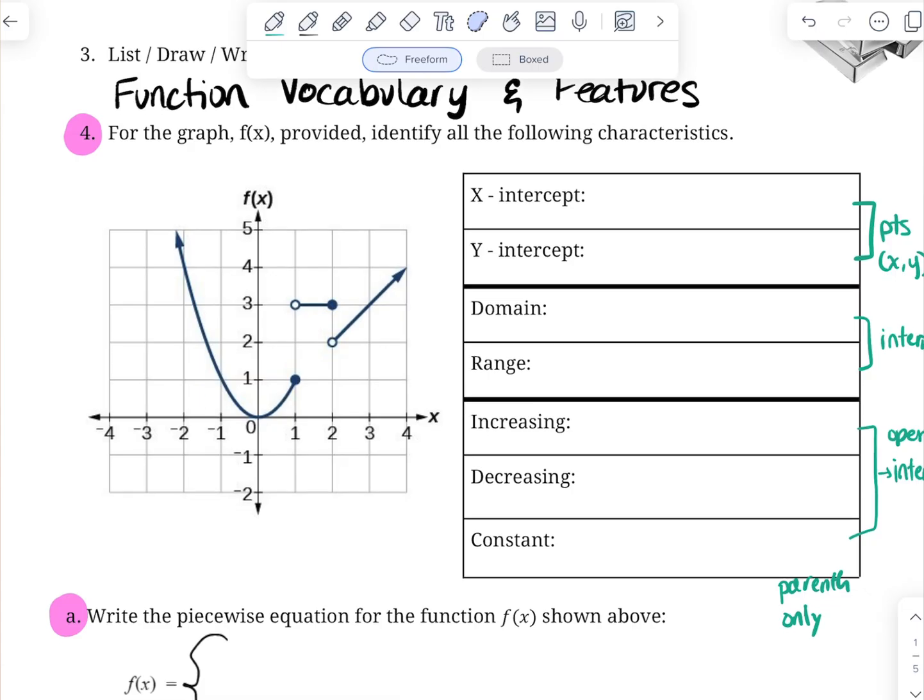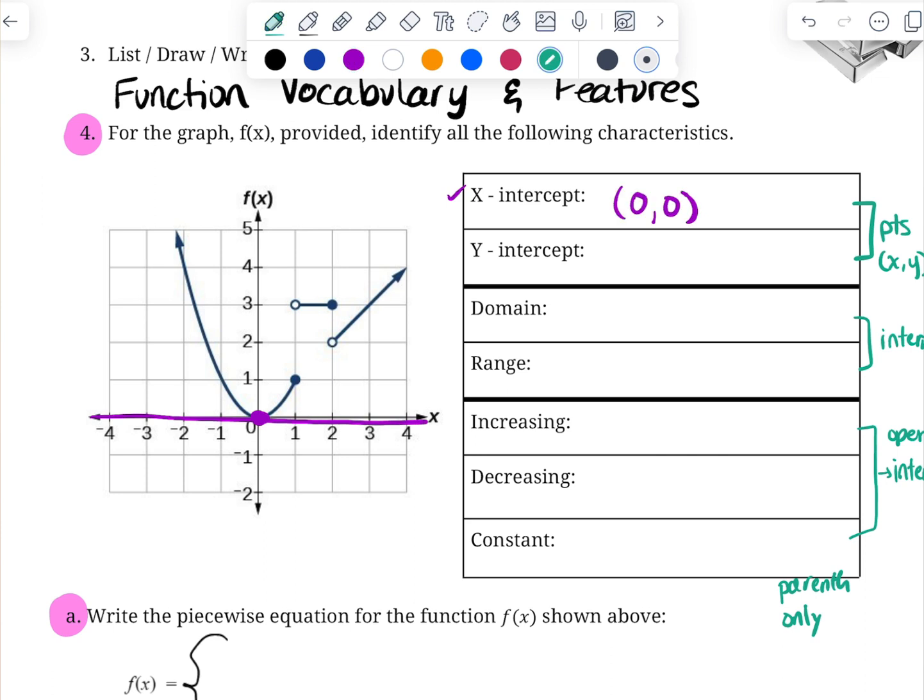All right, so our x-intercept: we're just going to look on the x-axis and identify the point where the graph crosses the x-axis. It looks like that point is (0, 0). And then I'm going to do the same thing for the y-intercept, which it turns out, even though it may not look like it by the way I just did that, is the same point, (0, 0).